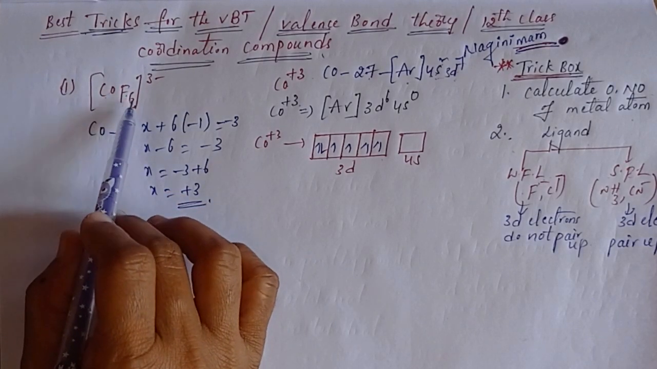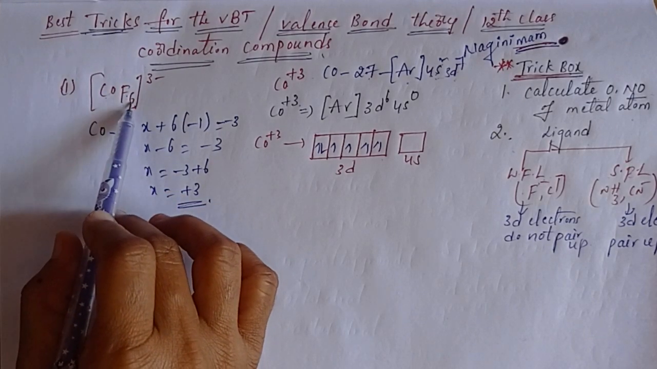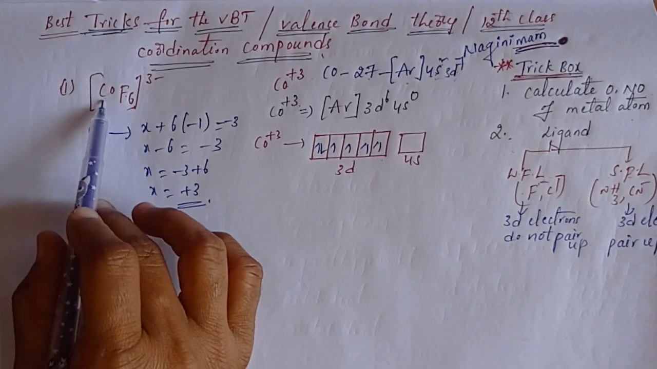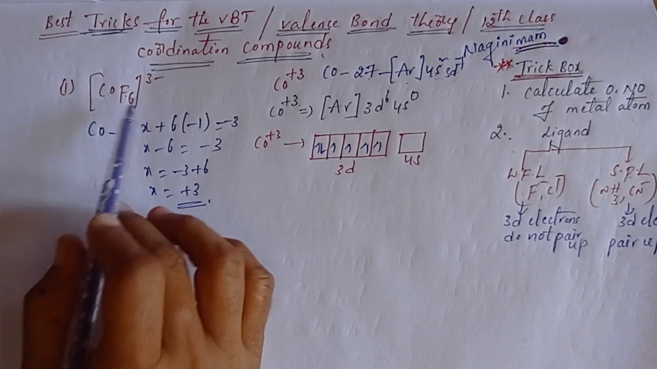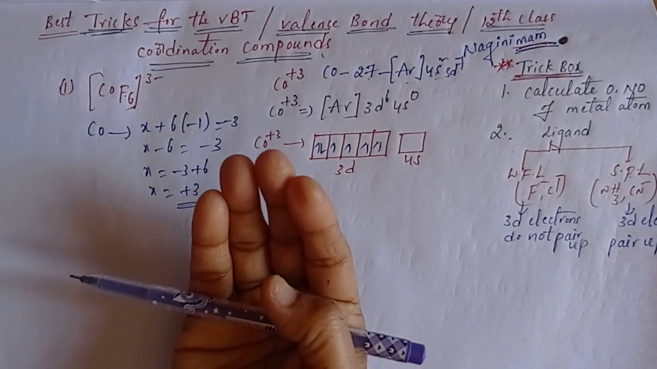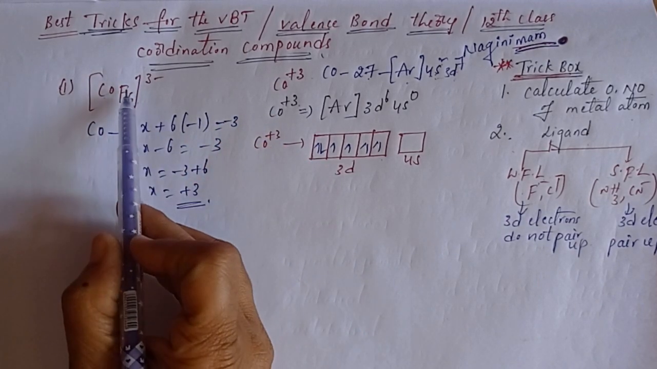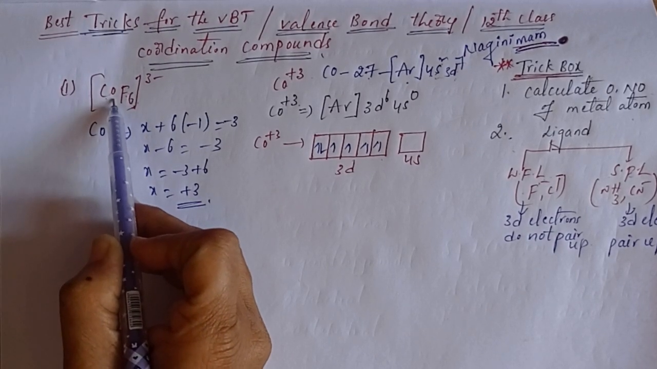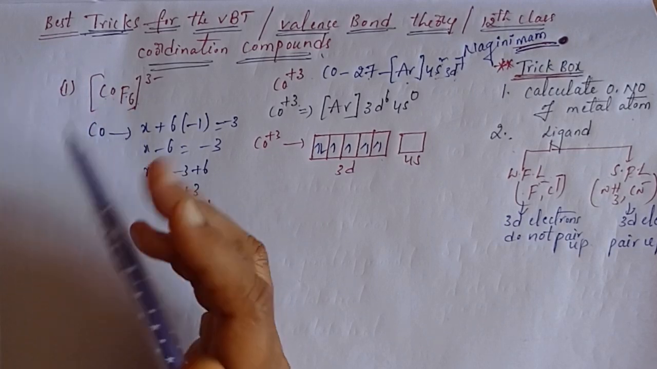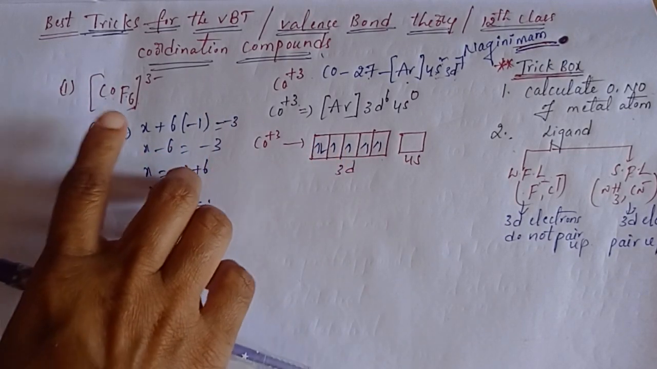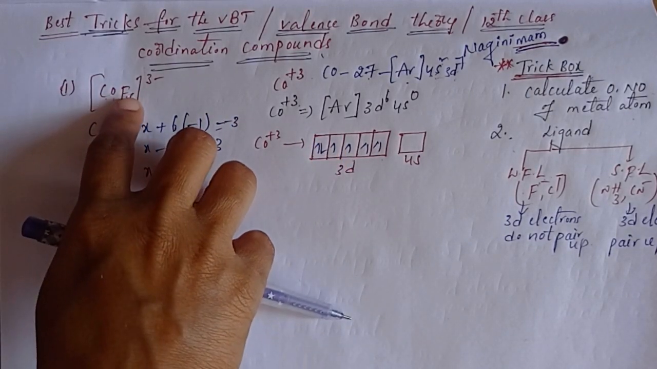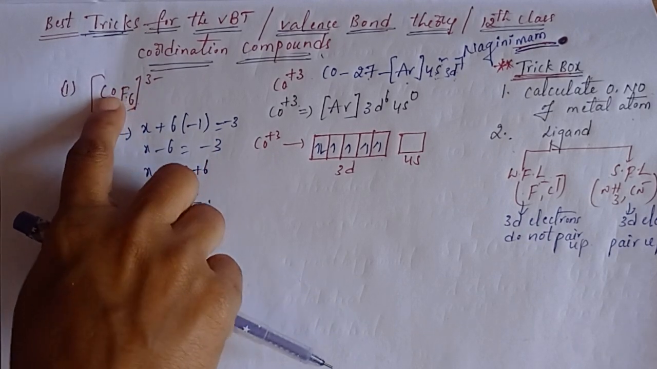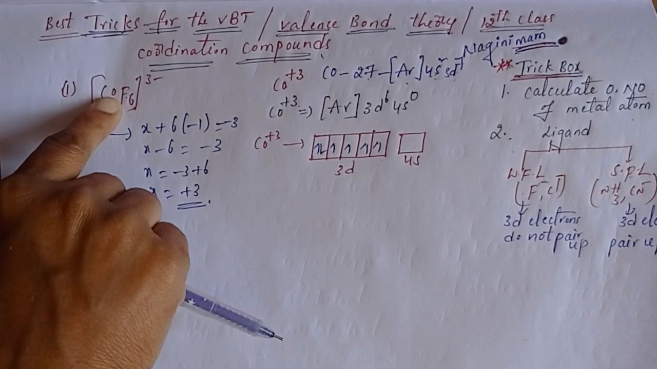6 ligands are there, so 6 ligands are ready to donate 6 pairs of electrons to the central metal atom. So that's why in the central metal atom a total of 6 vacant orbitals are required, because to accept the 6 pairs of electrons from the 6 fluorine ligands, it requires 6 vacant orbitals. Are you clear? Because each orbital has a capacity of 2 electrons. So the 6 fluorides are donating 6 pairs of electrons to the cobalt. So that's why in cobalt a total of 6 vacant orbitals are required.